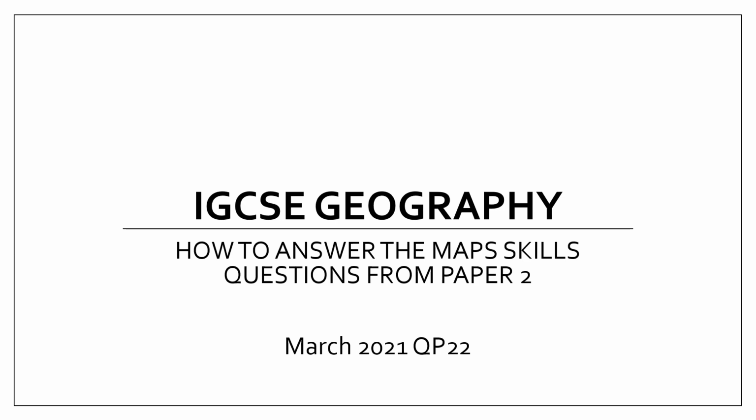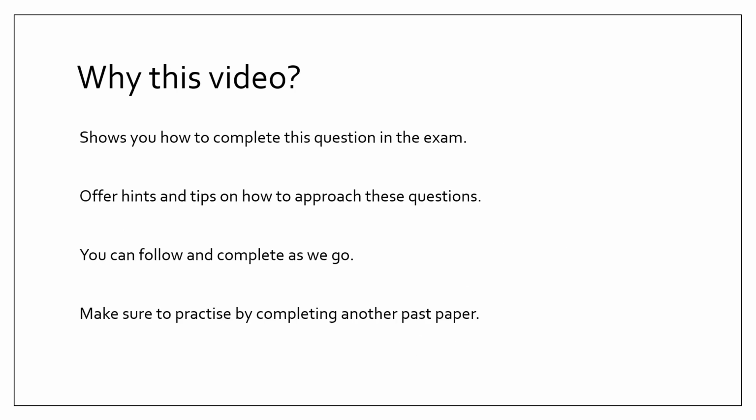In this short video, I'll be taking you through how to answer question 1, the map skills question from the IGCSE Cambridge Geography exam that was taken in March 2021, and the question paper was 22. So the aim of this video is to show you how to complete this particular question in the exam.